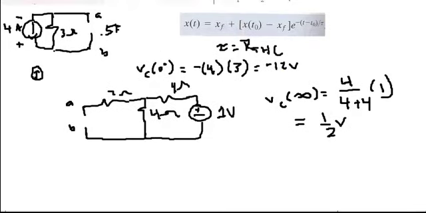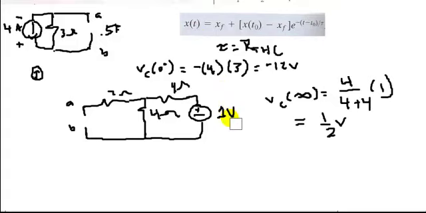Now let's find our Thevenin's and find our tau. How we do that is we remove our load, and since we have independent sources, we zero out our independent sources and find the equivalent resistance from A to B.